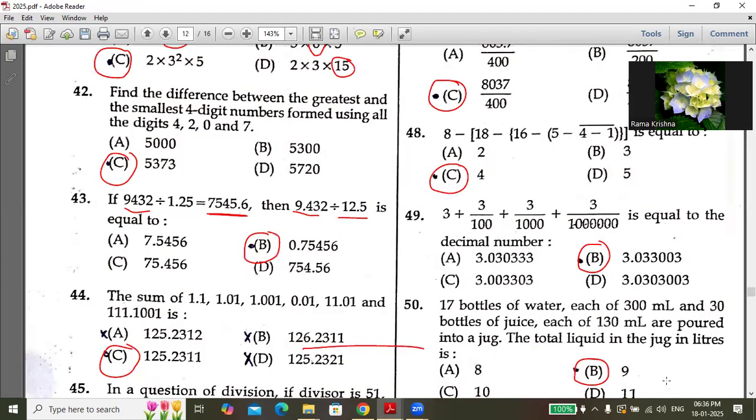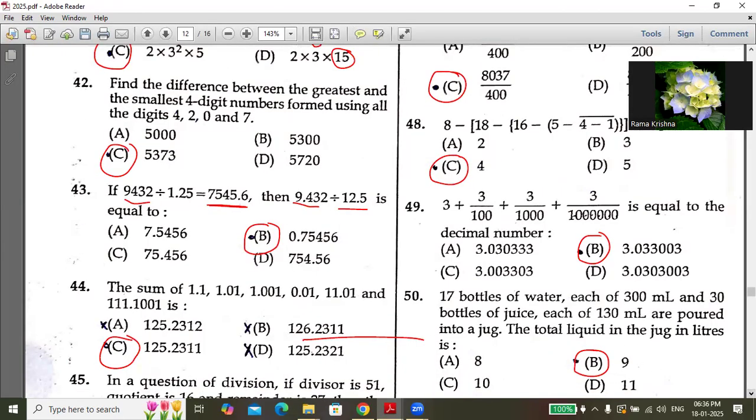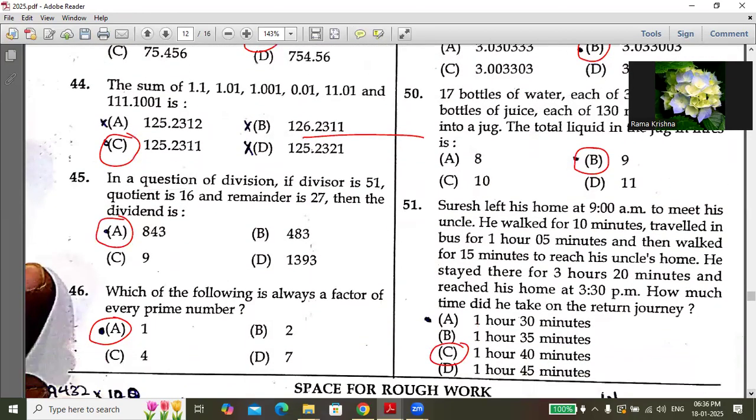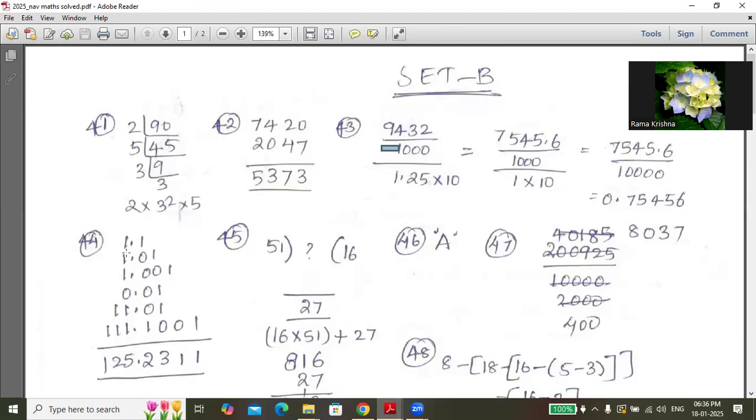Next, this is very simple. You write the digits in an order and you add them. Questions 44 and 45 are explained here very clearly. You can see here, you have to write the decimal points correctly below each other, and you have to write the digits according to the place value. This is tenths, hundredths, thousandths, ten-thousandths, tens, ones, tens, hundreds. When you add it, you'll get the answer.